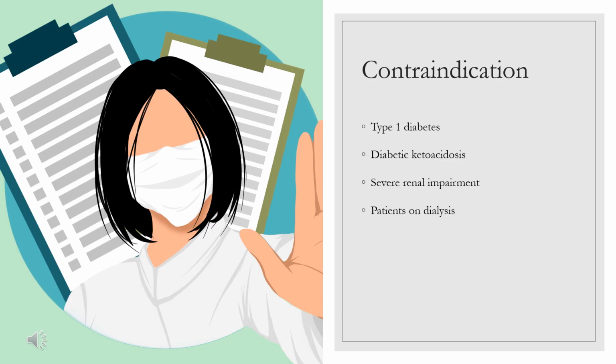Contraindication. Canagliflozin is contraindicated in type 1 diabetes, diabetic ketoacidosis, severe renal impairment, estimated glomerular filtration rate less than 30 ml/min/1.73 m2, end-stage renal disease, and patients on dialysis.